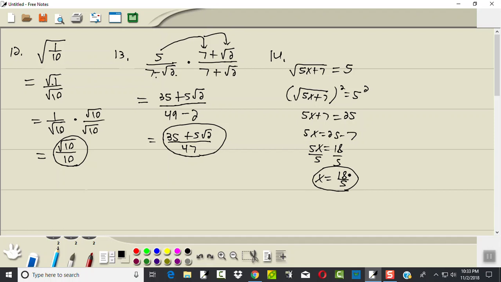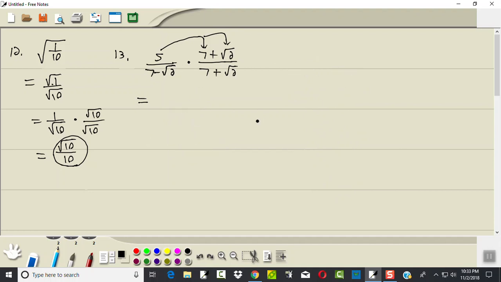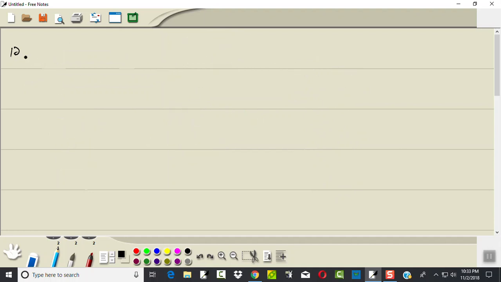Now we should always check this, because with this process you get the correct answer, but sometimes you get false answers. Now if I put 18/5 up here for the x, the 5's would cancel. I have 18 plus 7, which is 25, and square root of 25 does give you 5. So it checks. Let me erase this. And let's look at 15.